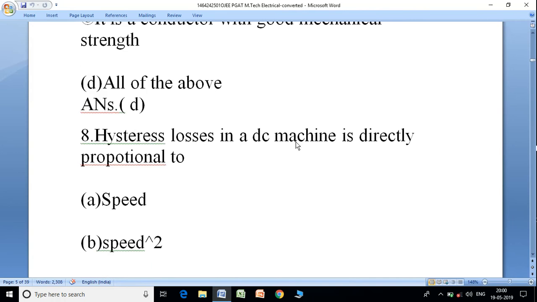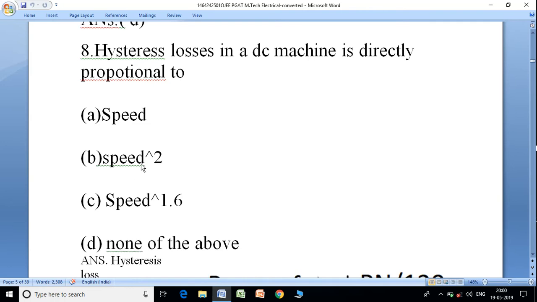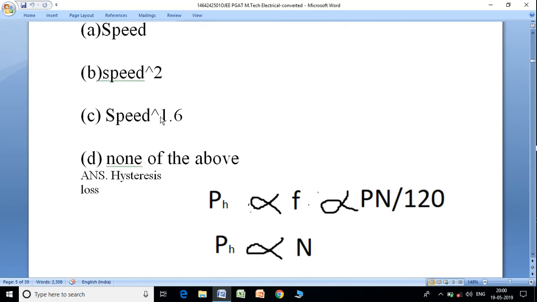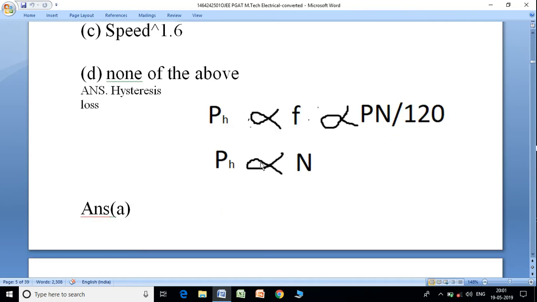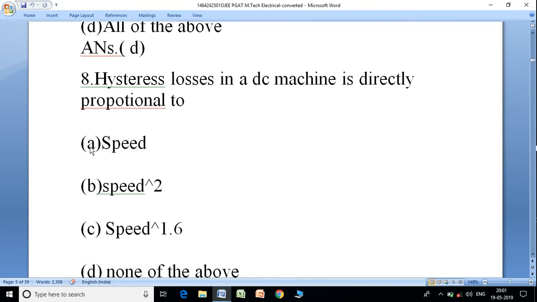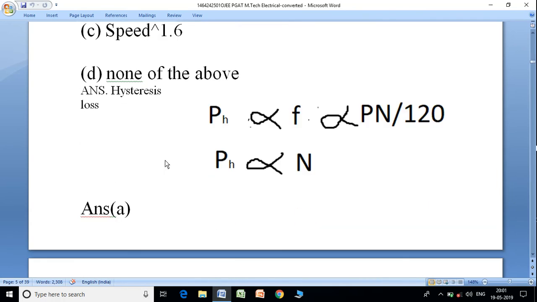Next question, hysteresis loss in a DC machine is directly proportional to speed, square of speed, speed to the power 1.6, none of the above. So already we know that hysteresis loss is directly proportional to frequency, which is directly proportional to number of poles and speed divided by 120. Therefore, the hysteresis loss is directly proportional to speed. So answer A is the correct answer. Therefore, it is directly proportional to speed.